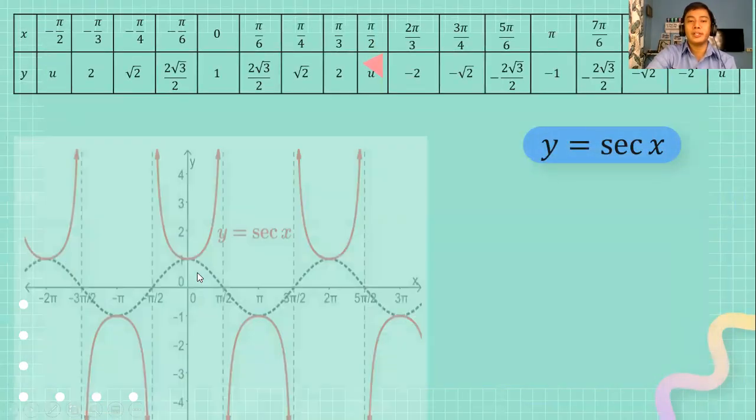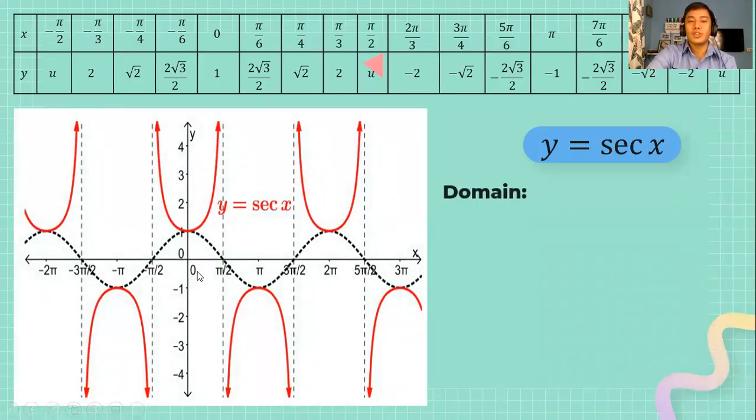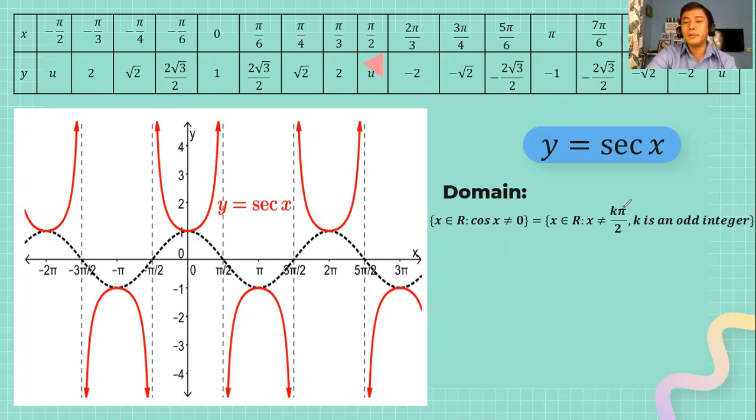So comparing the table of values and the graph, its domain would now be: x is the set of real numbers, except that the cosine function should not be equal to 0, because when it's equal to 0, then it will be undefined. And notice that k should be an odd integer.